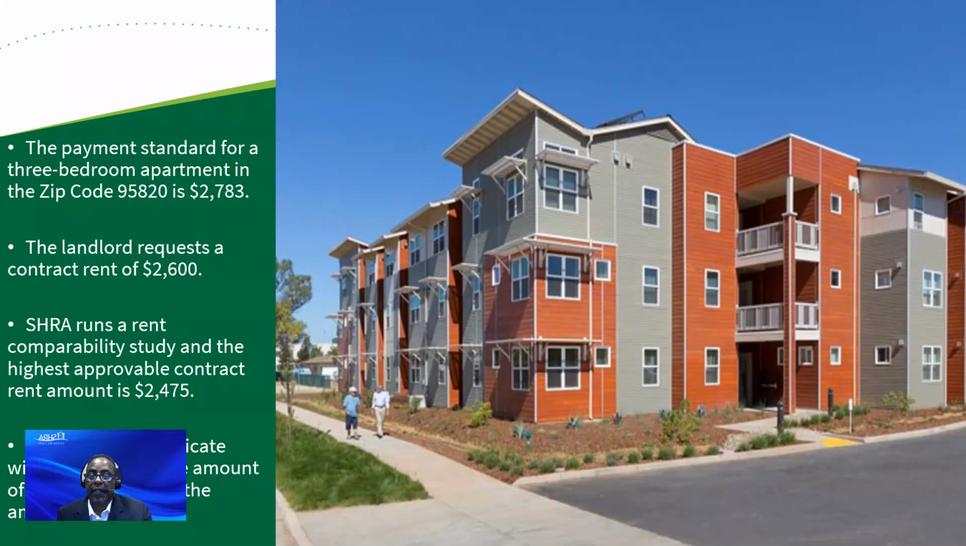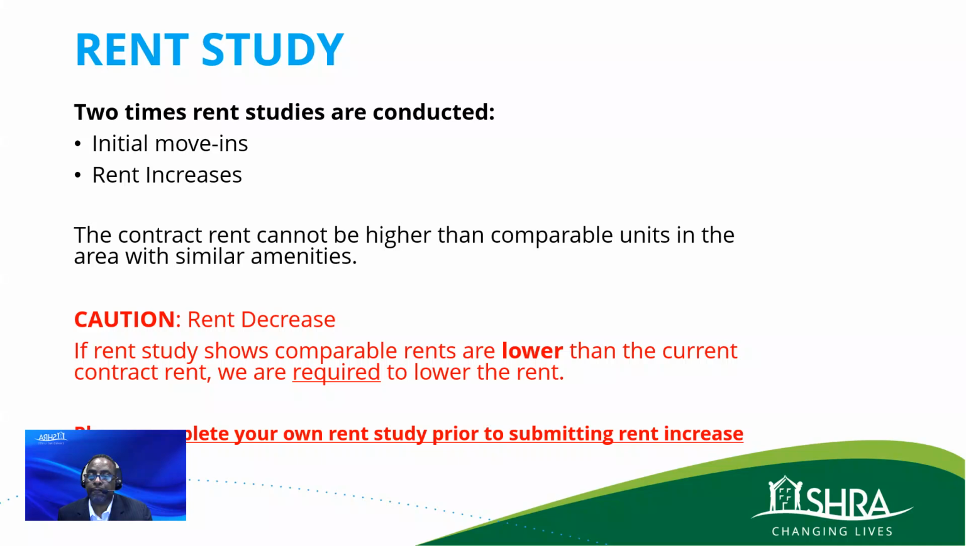Let's look at the rent increase process. Let's say the payment standard for a 3-bedroom apartment in the zip code 95820 is $2,783. The landlord requests a contract rent of $2,600. SHRA runs a rent comparability study, and the highest approvable rent amount is $2,475. SHRA will communicate with the landlord the amount of $2,475 to approve the contract rent amount.